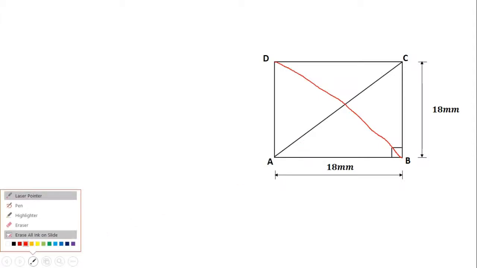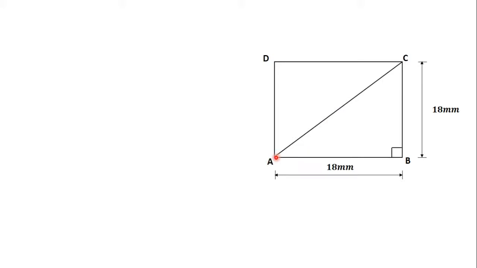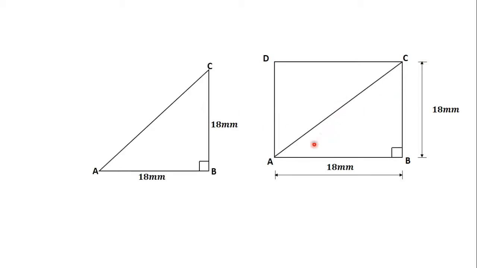We are going to concentrate on finding the length of the line drawn from A to C, since that is the diagonal in this case. If we take out the points A, B, C, you see that it's forming a right angled triangle because the angle formed at B is 90 degrees. The length AB is 18 millimeters. The length BC is also 18 millimeters. We are looking for AC, which is the diagonal. We are going to apply the Pythagoras theorem.